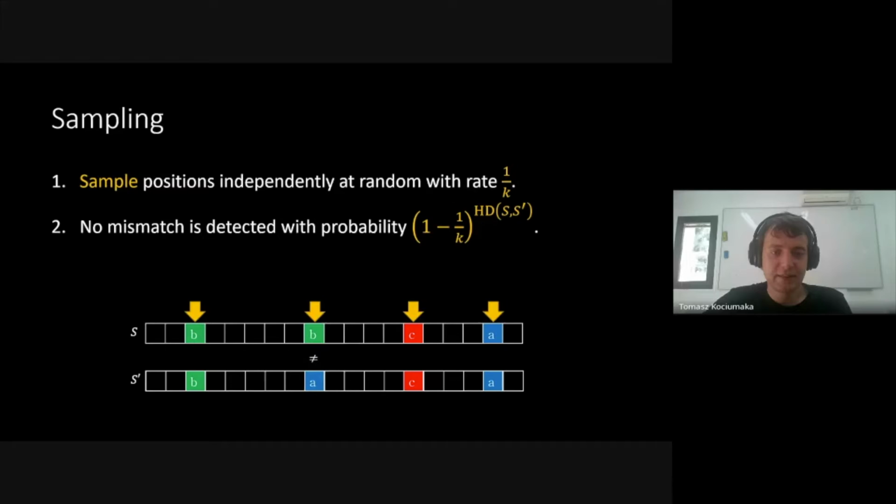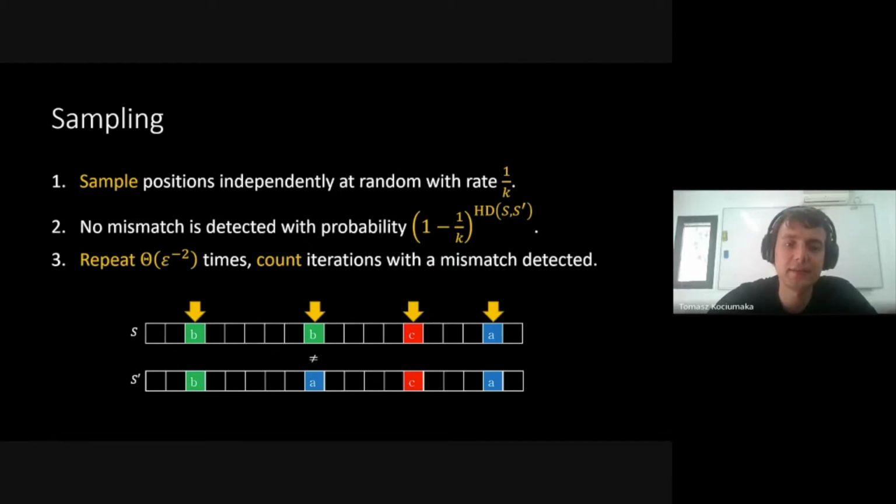And the probability that you will not see any mismatch can be computed exactly. This is this value, 1 minus 1 over k to the power of Hamming distance. That's because for each mismatch, the probability that we miss this mismatch is 1 minus 1 over k, and the events are independent because our sample takes each position to the sample independently with the same probability, 1 over k.